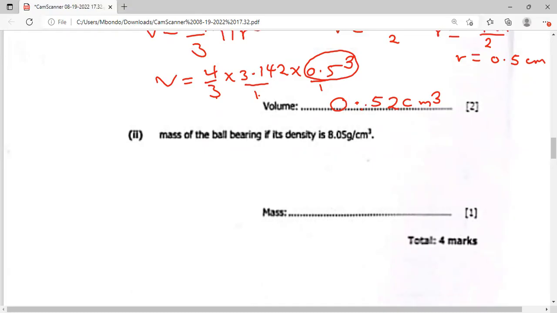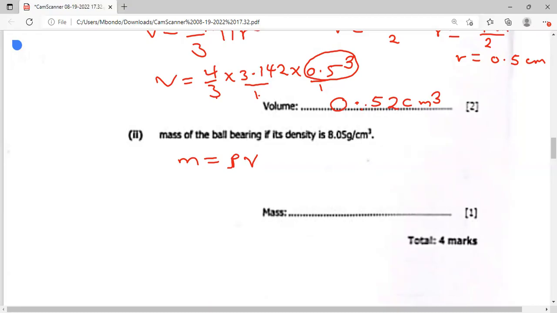But since we are given the density in grams per cubic centimeters, and then we have also found the volume in cubic centimeters, then these two are compatible. They can work out. So we can say mass of an object is given by the product of density and volume. So we read this one as rho. Rho is for density and the V is for volume.